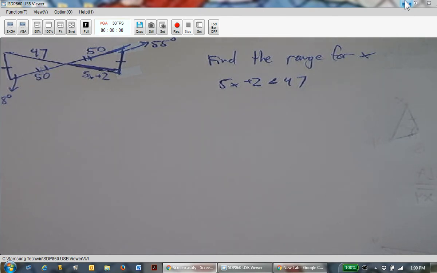Oh yeah, and I have more markers up here in this bucket. Thank you, sir.